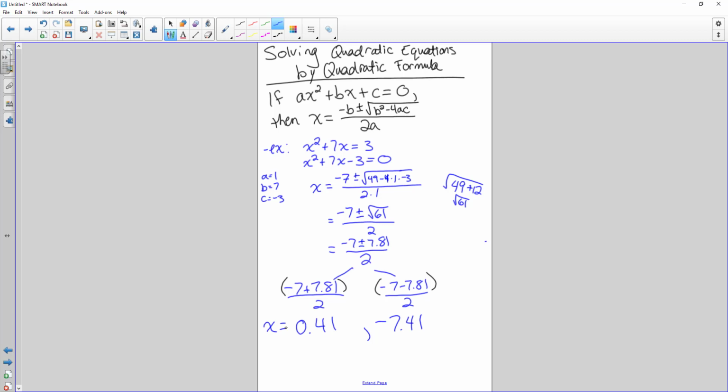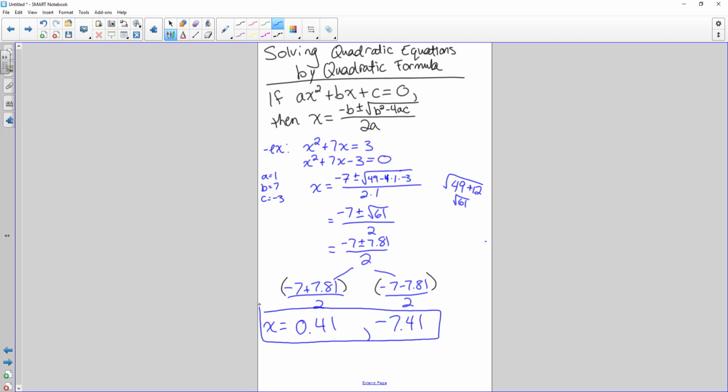If I plug it back into the original equation, 0.41 squared plus 7 times 0.41, I should get about 3. If I do the same thing with negative 7.41, negative 7.41 squared plus 7 times negative 7.41 should be approximately 3. Okay, so those are my two answers.